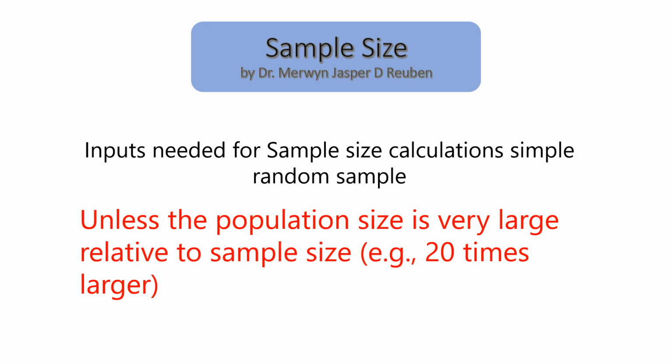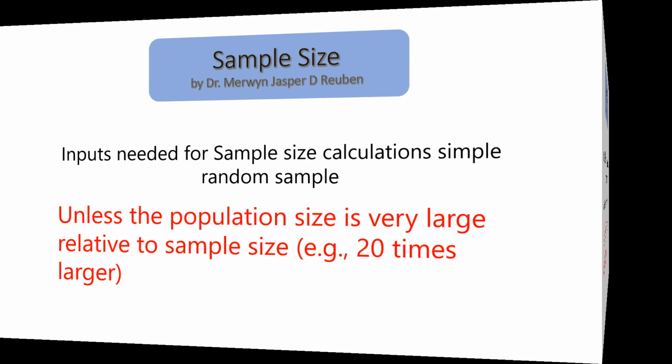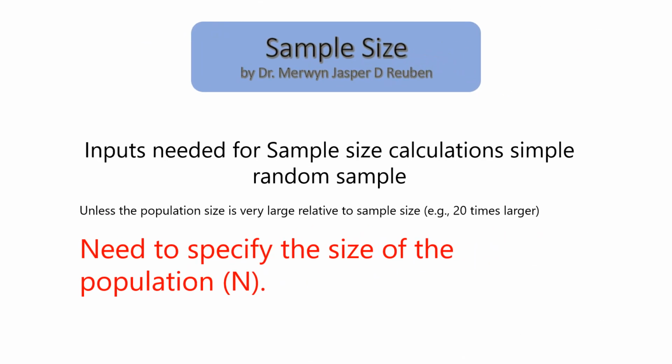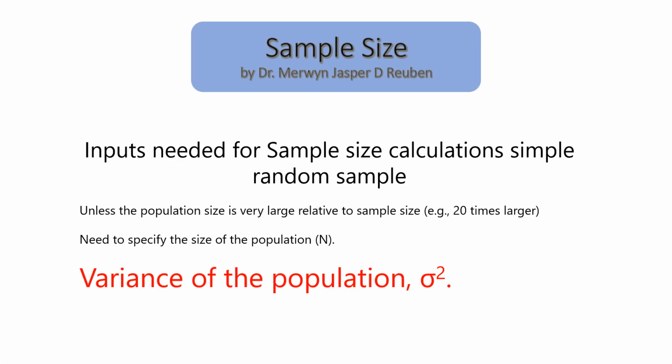If the population size is very large relative to the sample size, that is more than 20 times larger than the sample size, then we need not mention the size of the population. Otherwise, we need to specify the size of the population. It is represented by capital N. The next one that we need is the variance of the population, which is denoted by sigma squared.